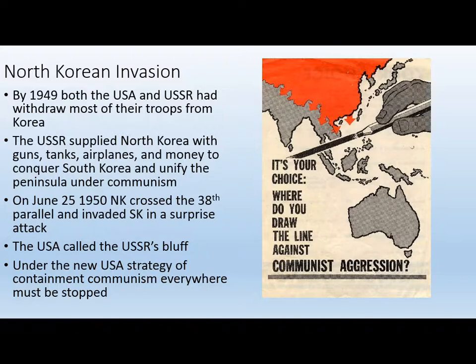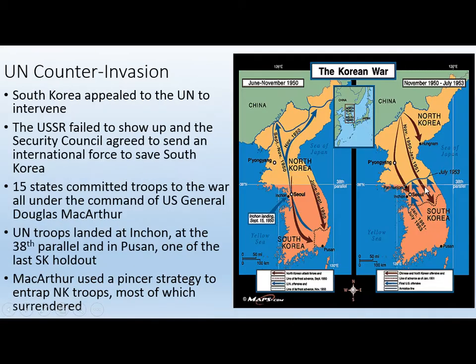So they are going to engage in the Korean War to stop communism as a result of containment and domino theory. Political cartoon on the right perfectly illustrates this. It's your choice. Where do you draw the line against communist aggression? And the United States decided to draw that line at Korea. One little gray part, not the red part.